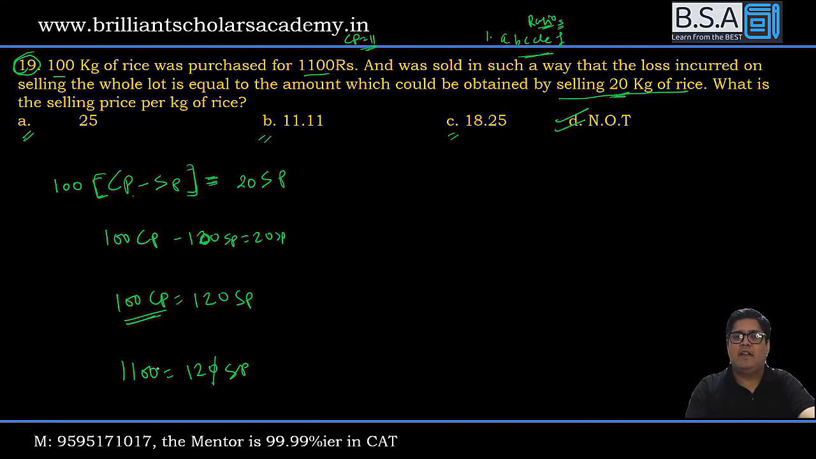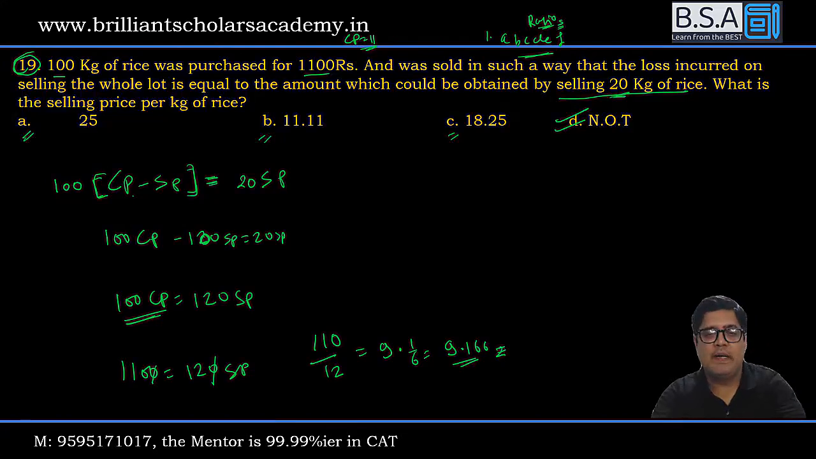So cancelled. 110 upon 12 should be our answer. So 12 into 9 is 108. Remaining is 2 by 12. 2 by 12 is 1 by 6. So 9.166 rupees should be the selling price per kg.